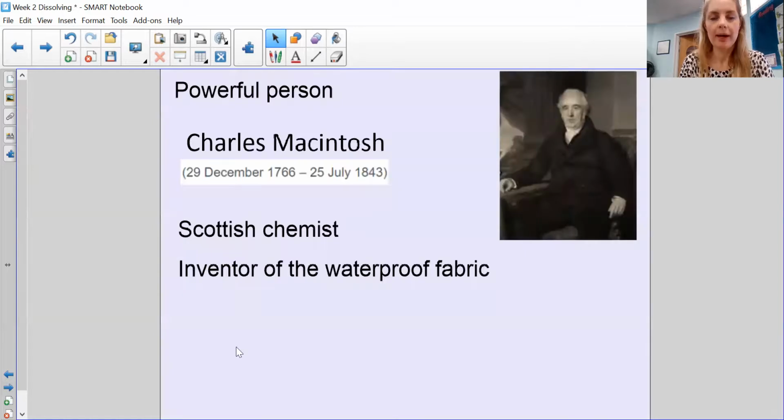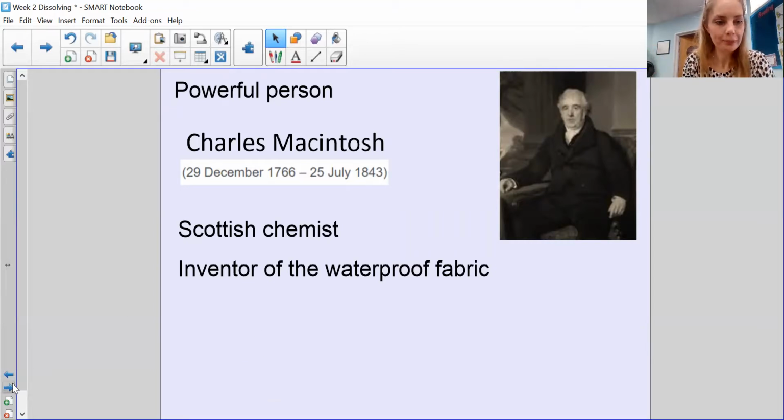So let's look a little bit about our powerful person before we carry on with our lesson. Charles Mackintosh is the person we're going to be looking at over the next couple of weeks and learning a little bit about him. He is a Scottish chemist, and so he deals with a lot of experiments and having to look at different solutions. And he is an inventor of the waterproof fabric material. Okay, so what you have on your raincoats, he is the person who invented that material so that when it rains, we do not get wet.